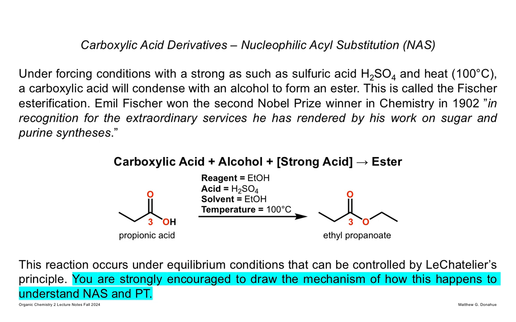So the first reaction here is pretty classic. It's called a Fischer esterification. You can take any carboxylic acid with any alcohol. Under acid catalyzed conditions, it will make an ester. This is the same Fischer that proved the structure of glucose and did a lot of other things.